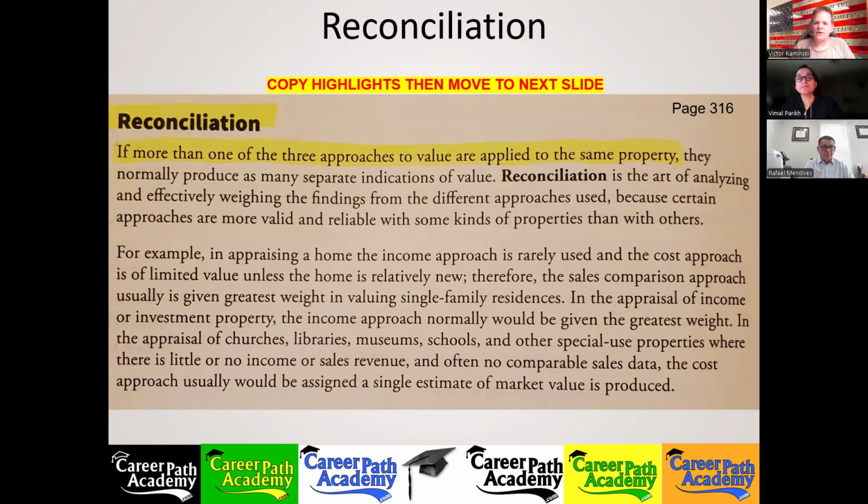Some approaches to value cannot be used accurately on every property. They give an example: appraising a home using the income approach is rarely used, and the cost approach is of limited value unless the home is relatively new. Therefore, the sales comparison approach gives the greatest weight in valuing a single family residence, for example.